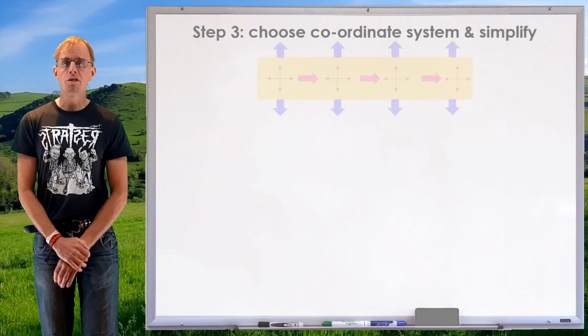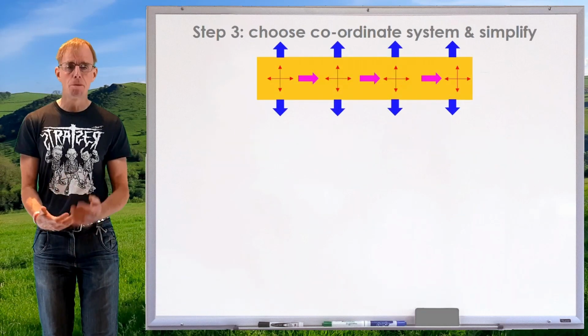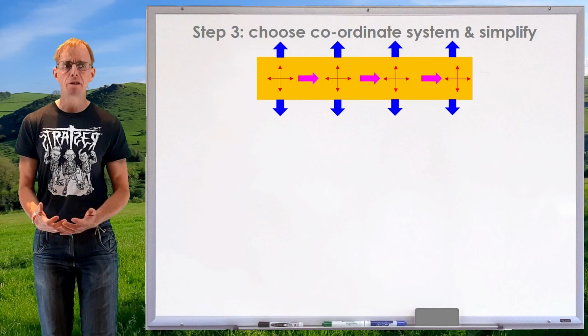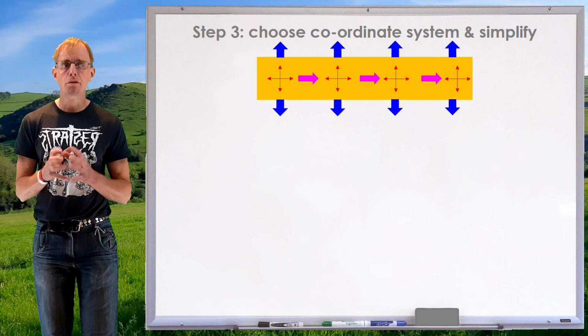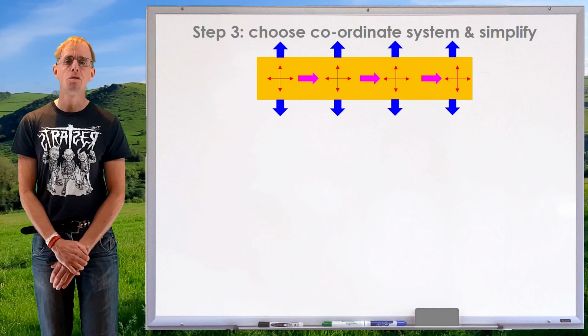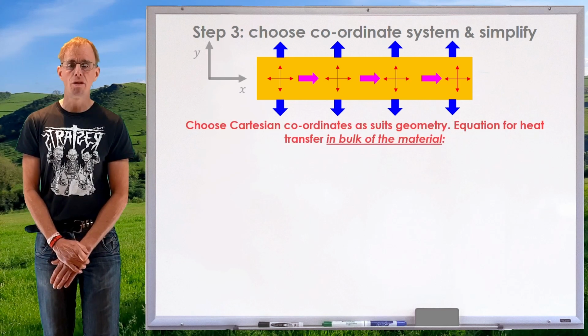All right, let's go on to step 3. We've understood the problem. We've got our mental model. We've identified it's two-dimensional. Let's revert to the energy equation and see what terms are zero and non-zero.